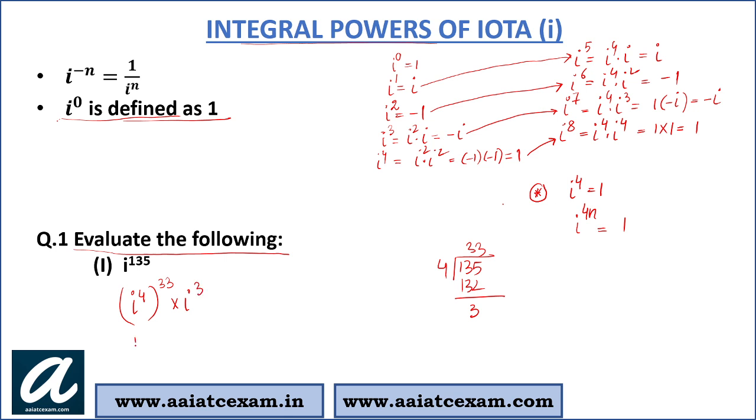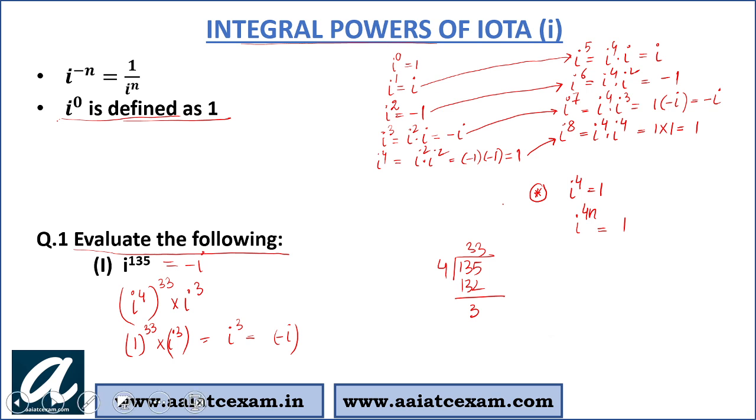Iota raised to power 4 is 1. I will not write it again and again. I'm writing this just for the first question. So iota raised to power 4 is 1 and 1 raised to power anything is 1. So this will become iota cube. Now iota cube is minus iota. So your answer is minus iota. That's your answer, students.